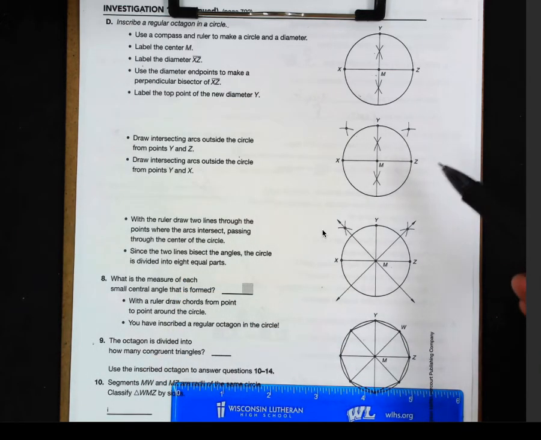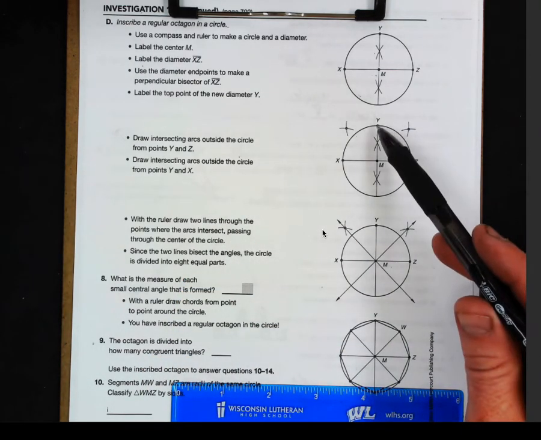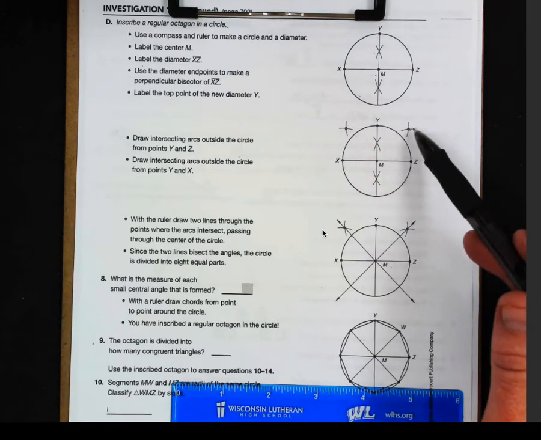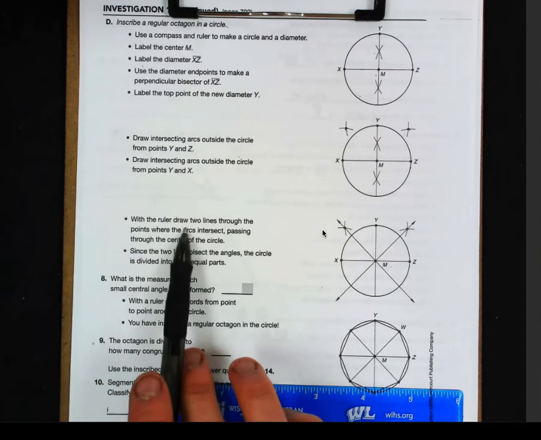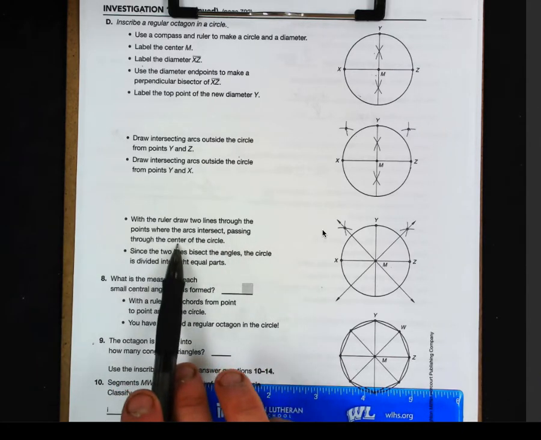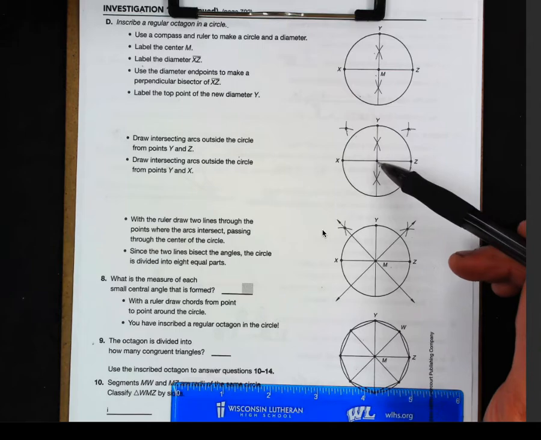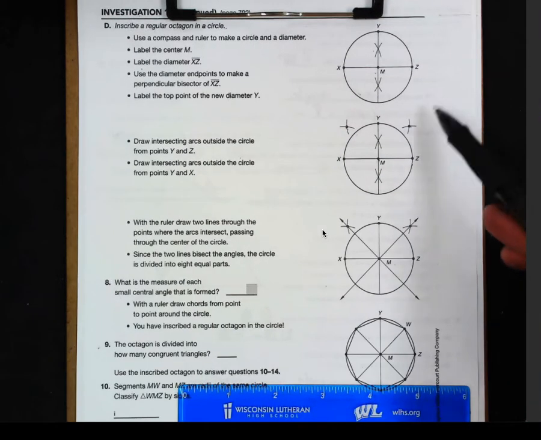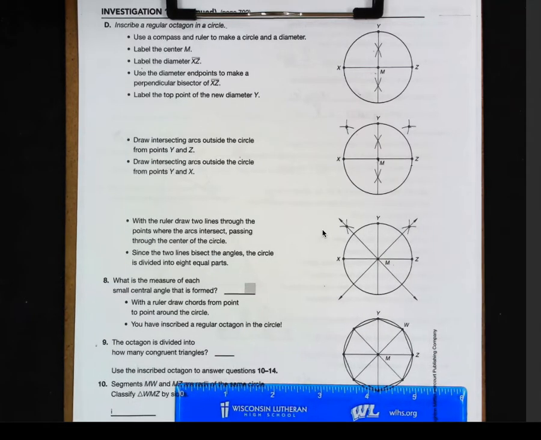So now I'm going to go from the point Y and X, draw there. I'm going to go from Y and Z, get those marks. With the ruler, draw two lines through the points where the arcs intersect, passing through the center of the circle. So now I run my ruler from here to here, whoosh, run my ruler from here to here, whoosh, that creates this thing right there.